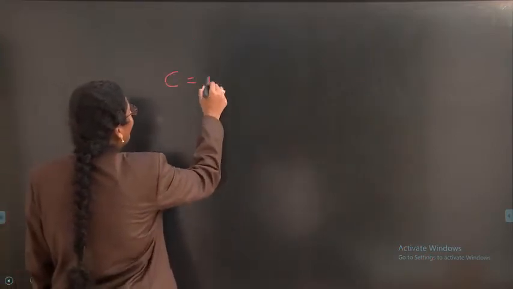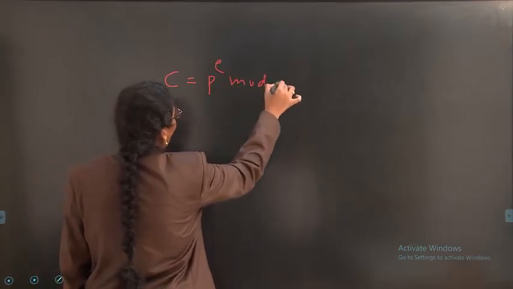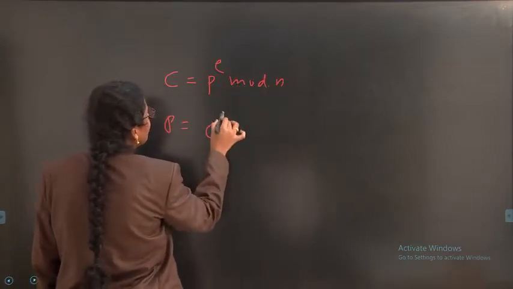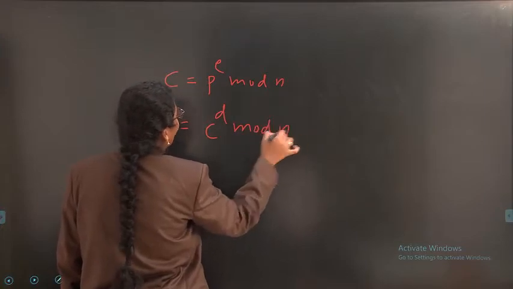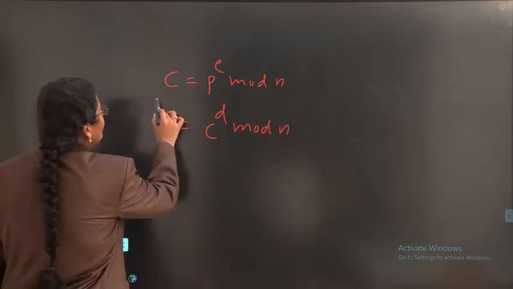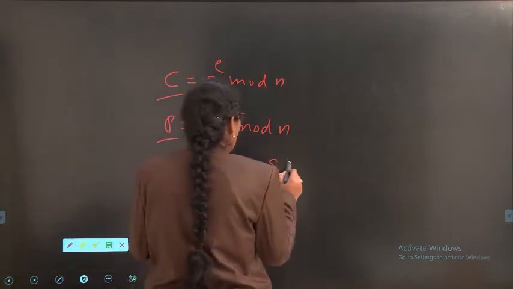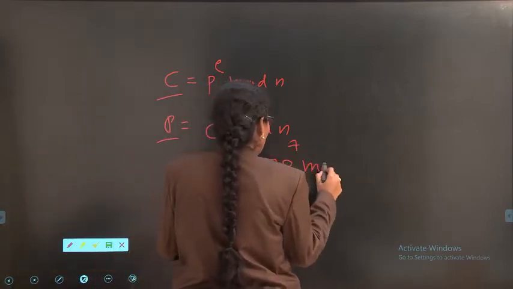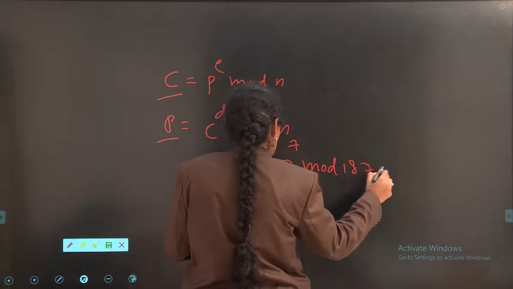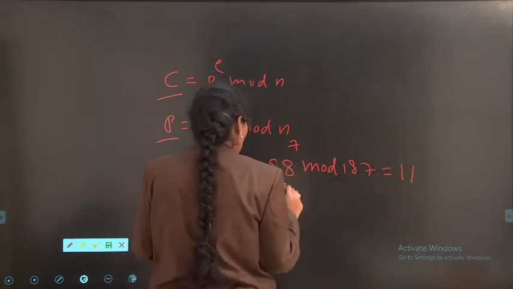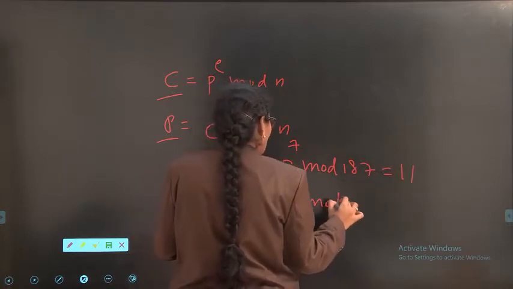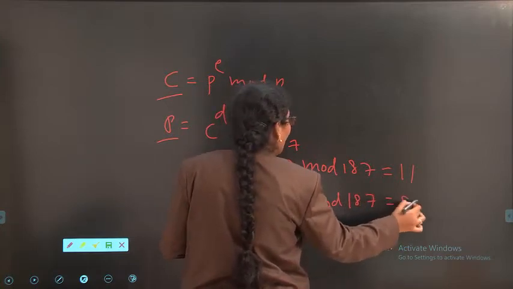Now what are the two things we need to get? C equal to plain text power E mod N. Plain text equal to C power D mod N. So what values do we have to know? C value and P value we have to know. So see this: 88 to the power 7 mod 187 equal to 11. 11 to the power 23 mod 187 equal to 88.